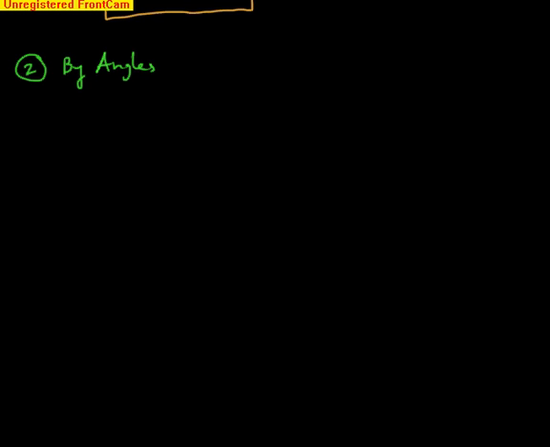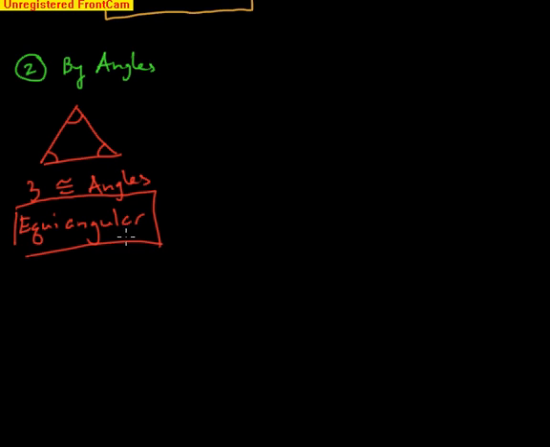Okay, so the first one, 3 congruent angles. If your triangle has 3 congruent angles, then you are called equiangular. Sorry, equiangular. Very similar to equilateral, right? Equiangular, but you're talking about the angles, so it's angular. Equiangular. 3 congruent angles.